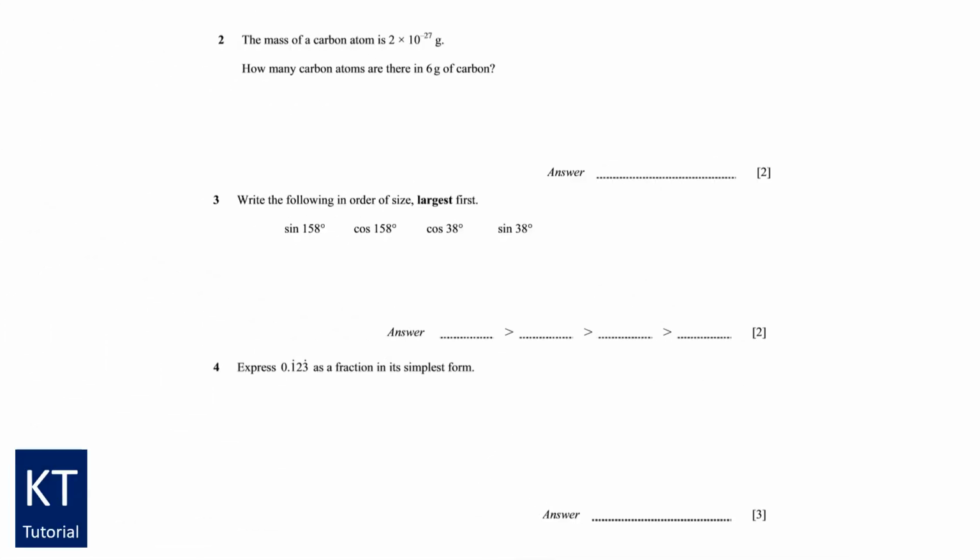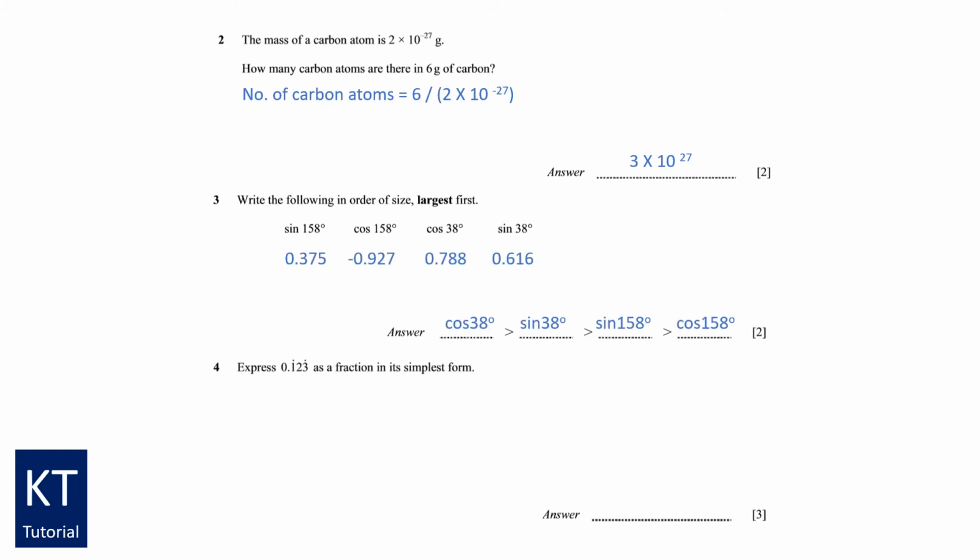Question 2. The mass of a carbon atom is 2 times 10 to the power of minus 27 grams. How many carbon atoms are there in 6 grams of carbon? This would be 6 divided by 2 times 10 to the power of minus 27. Next, write the following in order of size, largest first. By identifying each of the values in decimal, it is easy to arrange them in the required order.